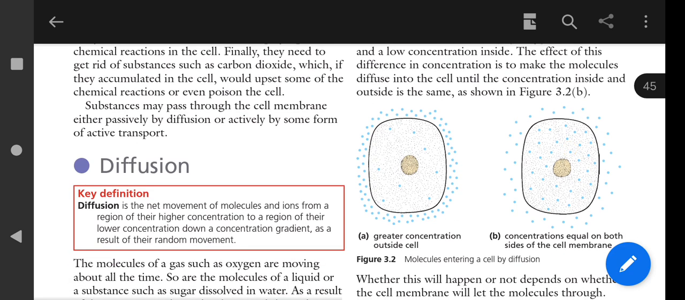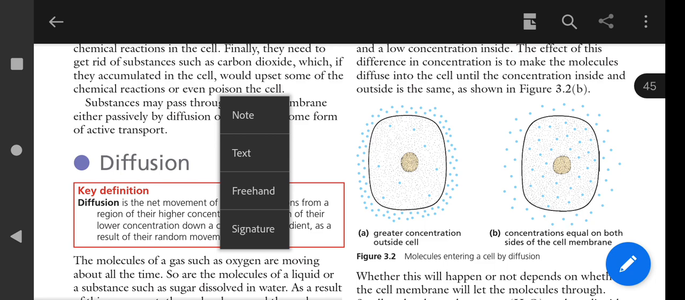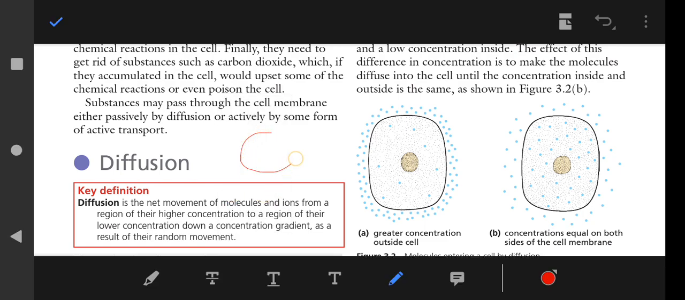So the term diffusion is simply known as the net movement of molecules and ions from the region of their high concentration to the region of their lower concentration, down a concentration gradient, as the result of their random movement. So here we can see we have more concentration at one place and less concentration at the other. The movement of molecules from higher concentration to lower concentration is along the gradient. The gradient is nothing but the slope. This slope is called the gradient.